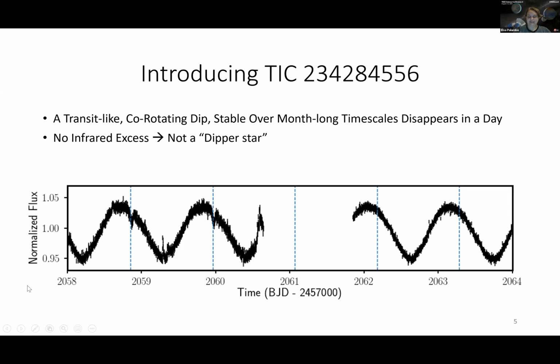Now, part of my reason for saying that is this star, TIC 234. The really interesting thing about this star is that it has this transit-like dip, which is co-rotating, and that's present in a whole sector of TESS data, but that then suddenly disappears in a matter of just over a day, as you can see in this plot right here. And when I say this, your first thought might be, oh, maybe there's a partially dissipated protoplanetary disk, maybe this is a Dipper star, but our data doesn't seem to support that conclusion because the spectral energy distribution of our target does not show any infrared excess.